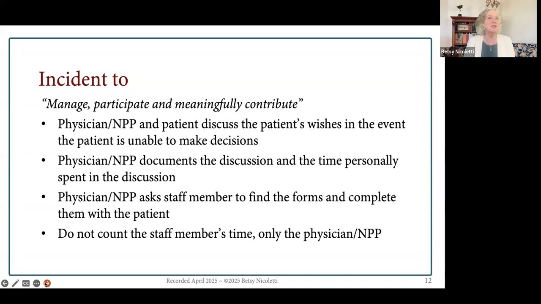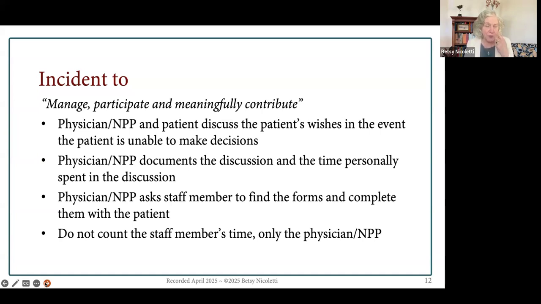Now, then maybe the patient says, I'd like to fill out those forms right now, or the physician or NPP says, you should fill out those forms right now. So the physician or the NPP asks the staff members to print out the right forms for their state and complete them with the patient. Don't count the staff member's time, only the physician or non-physician practitioner's time.